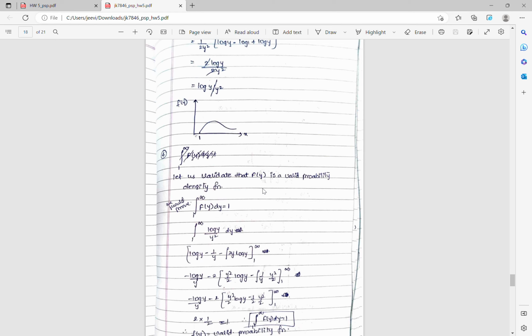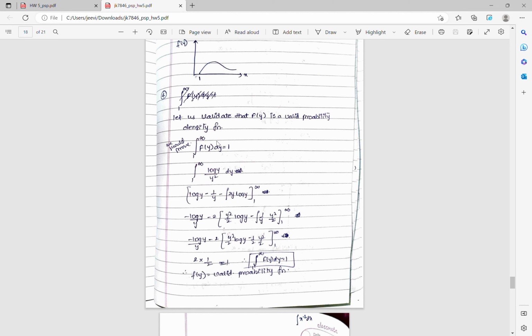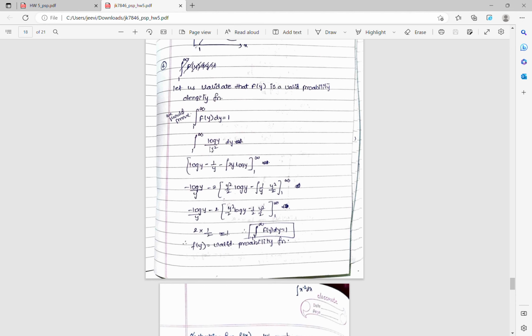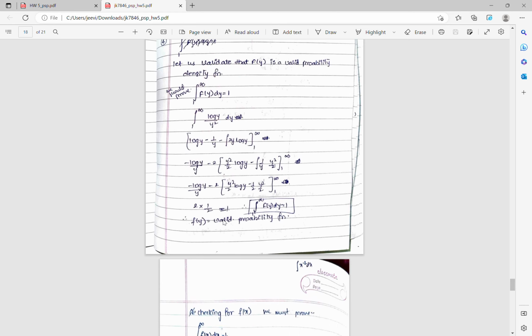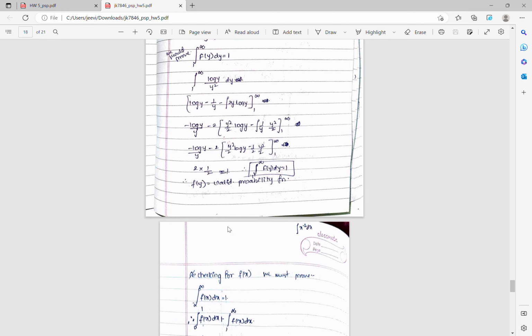In the fourth part, we're supposed to validate that f of y is a valid probability density function. If any function is a valid probability density function, we should prove that its integral is equal to 1. Therefore, the integral from 1 to infinity of f of y dy will be equal to 1. Since we know that f of y is equal to log y by y square, we substitute that value here, and if we do the integration, we get its value as equal to 1. Therefore, f of y is a valid probability density function.